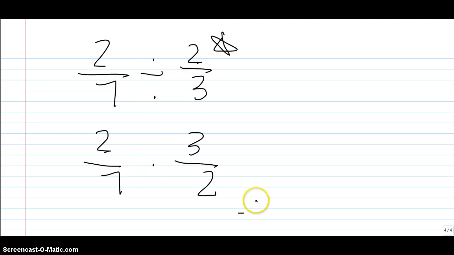And then so now you're going to multiply, and simplify always if possible. So when I multiply these, I have 2 times 3, which gives you 6, and on the bottom I have 7 times 2, which gives you 14. And of course we want to simplify into lowest terms if possible.